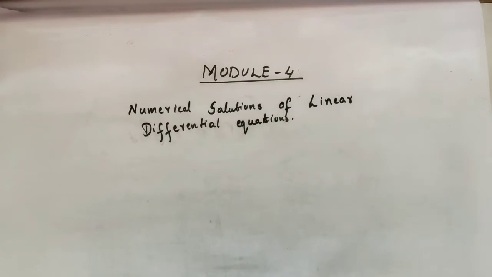There are 5 methods to learn in this module, I guess completely 5 methods. So one by one we'll be starting. First amongst them is the Taylor series method. One by one we'll start learning all of them, so pay attention all of you.